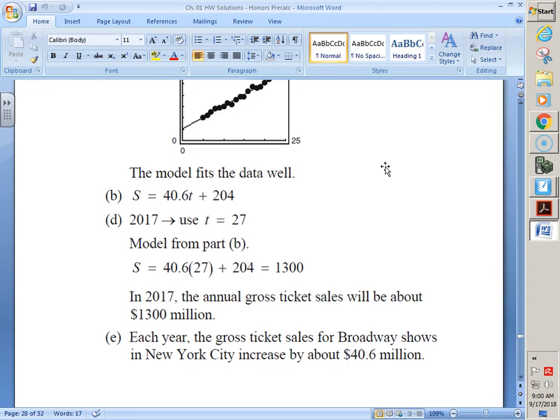Wait a minute, why are they saying 1,300 million and 40.6 million? That didn't show up when you guys plugged in, did it? But according to the problem, what are the labels for the 1,300 and the 40.6? The Y's are millions of dollars.